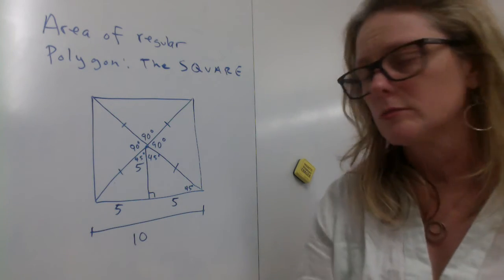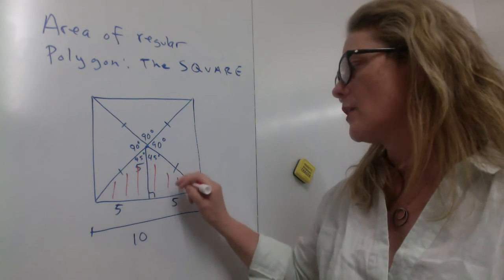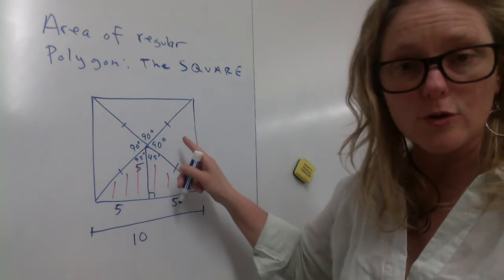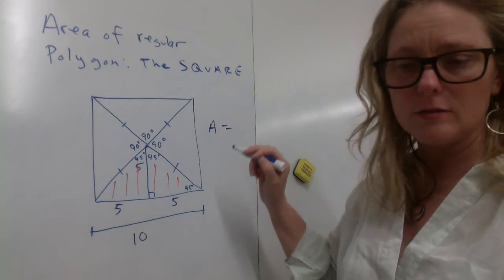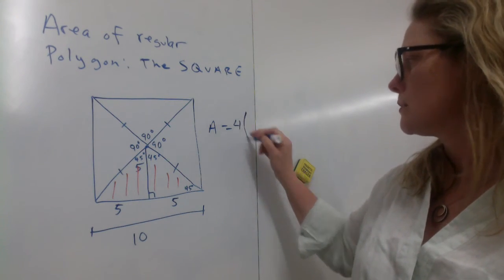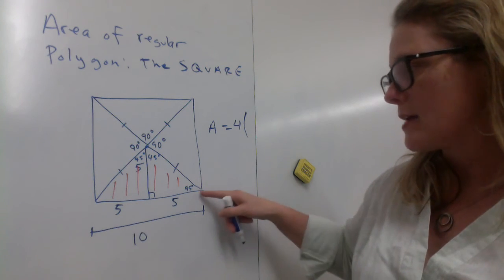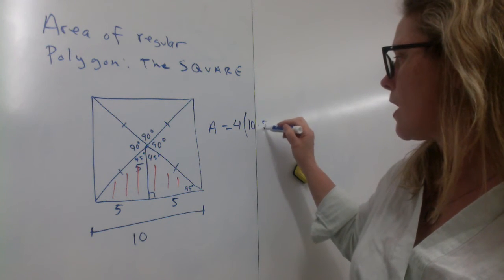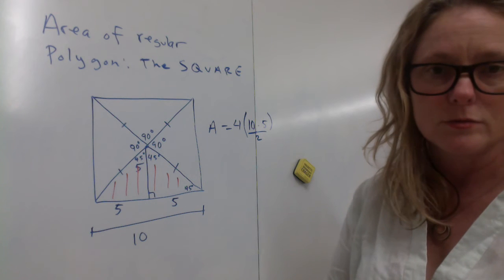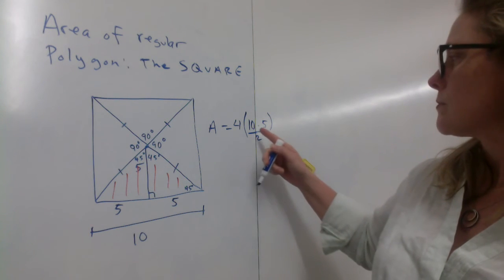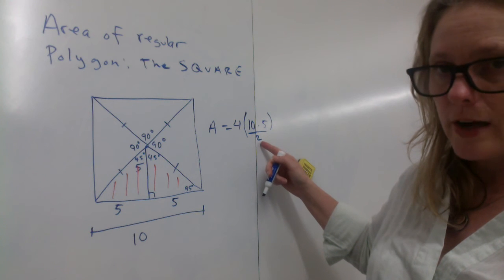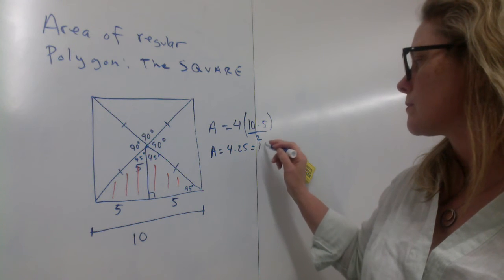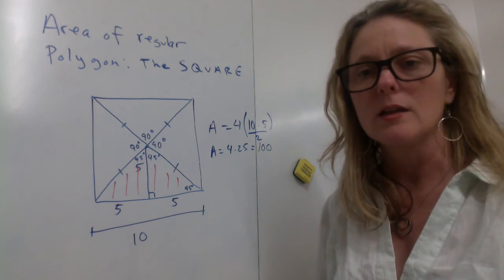But if I use the other technique, I'm going to have to find the area for 4 triangles. So my area is going to be 4, that's for the 4 triangles. The base is 10 times the height, which is 5. So 10 times 5 divided by 2. If I simplify, that's 50 divided by 2 is 25. 4 times 25 is 100. Okay, so I'm still getting the same answer.